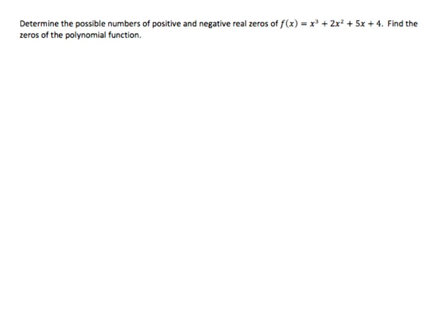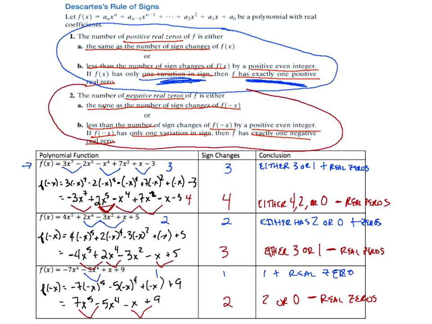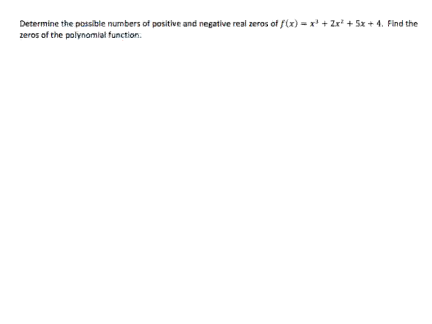Determine the possible number of positive and negative real zeros and then find the zeros. So we'll determine the positive first, just using f of x. We have no sign changes in this. So let's go back. It has the same number as the sign changes, which means there are no sign changes, so there are no positive real zeros.